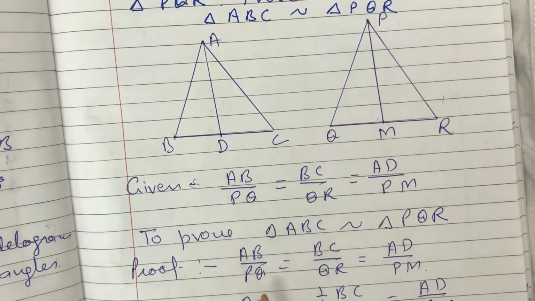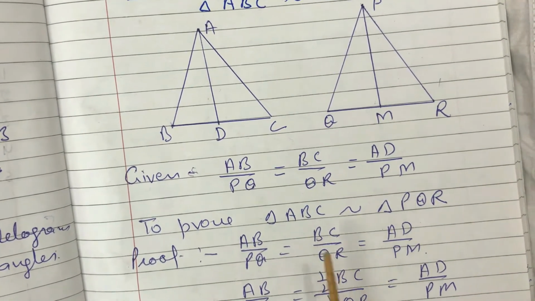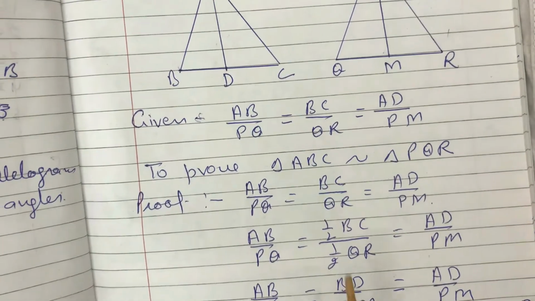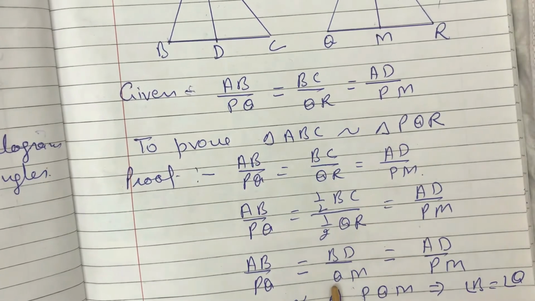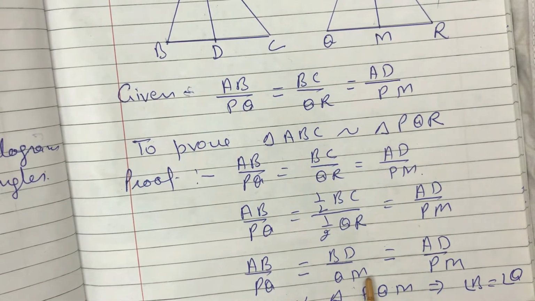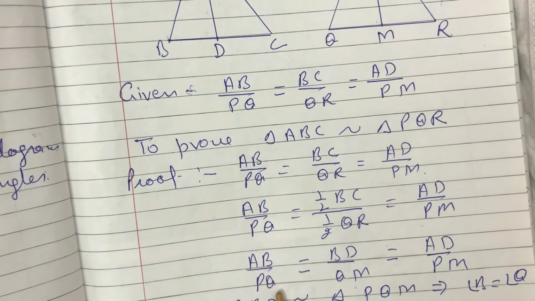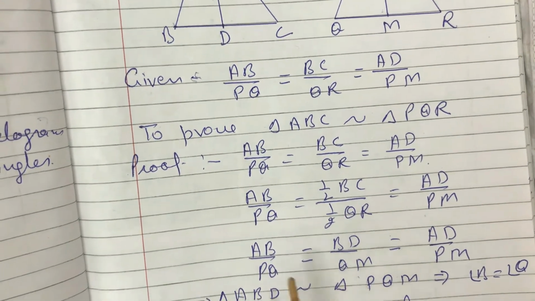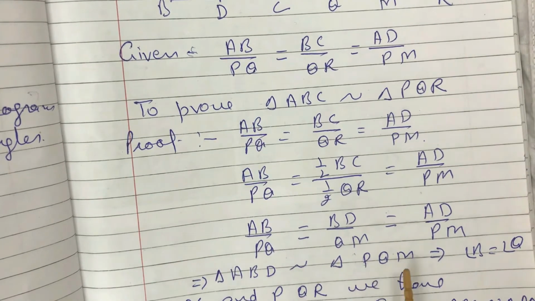For that, write this here and instead of BC, multiply numerator and denominator by half. You will get half of BC is BD, half of QR is QM. Why so? Because AD and PM are the medians. So now we have AB upon PQ is equal to BD upon QM is equal to AD upon PM. It shows triangle ABD is similar to triangle PQM.